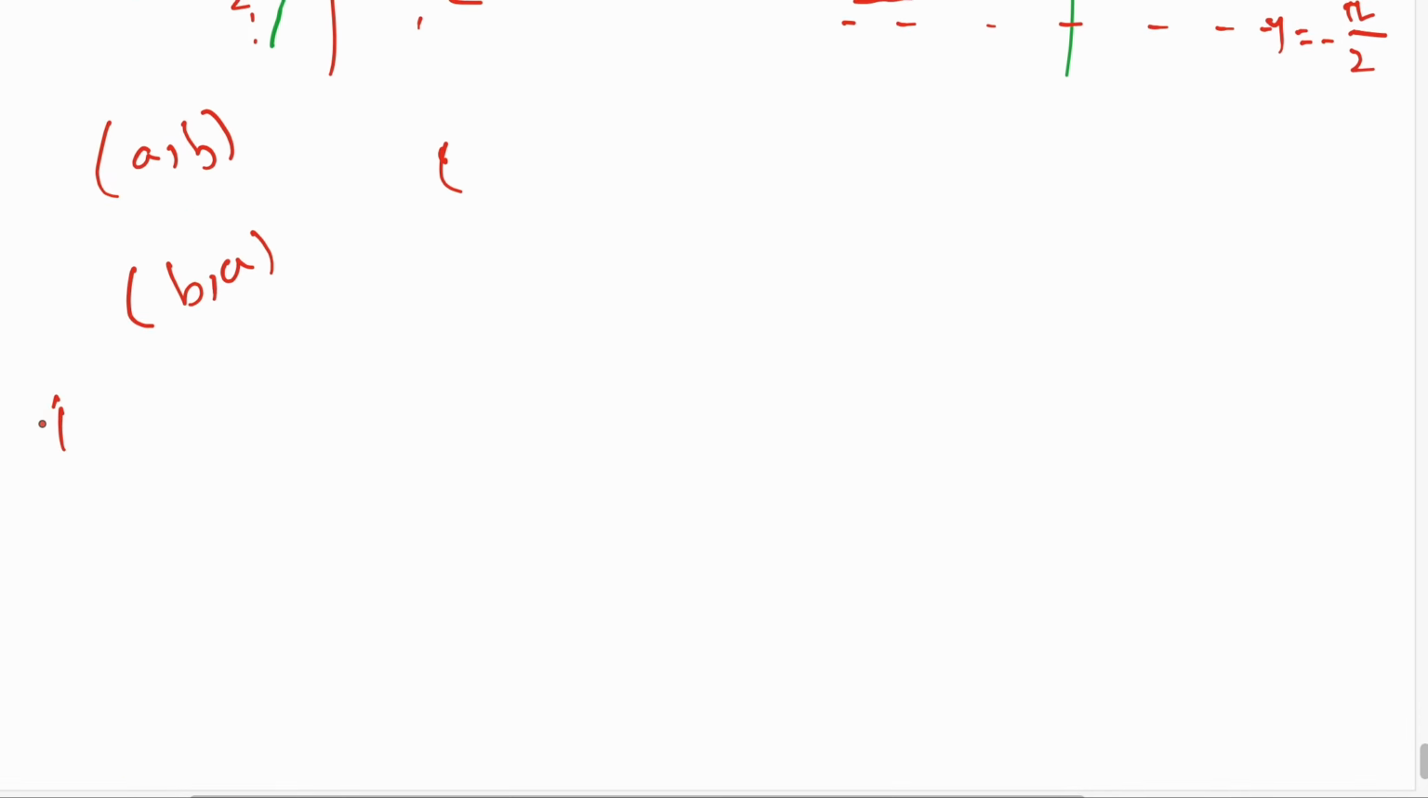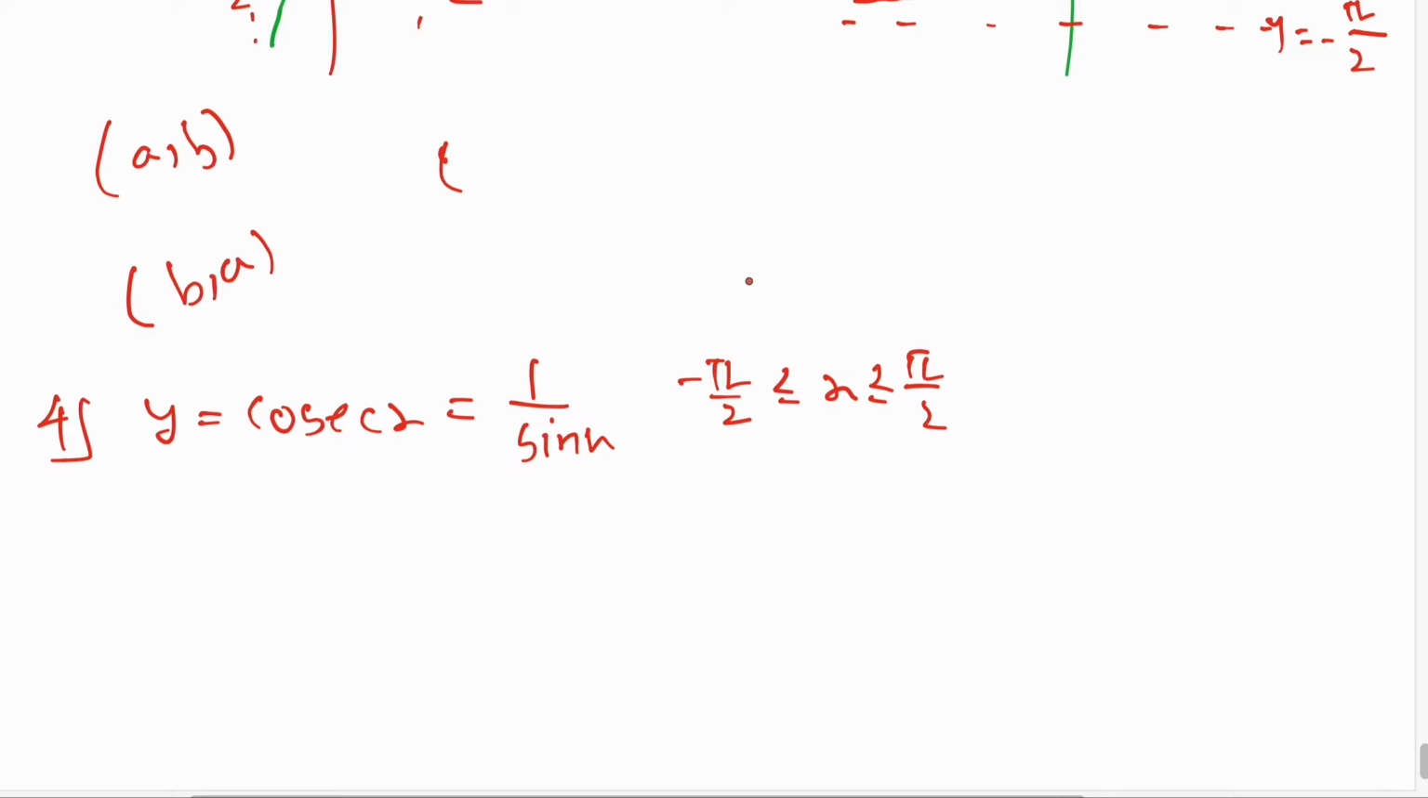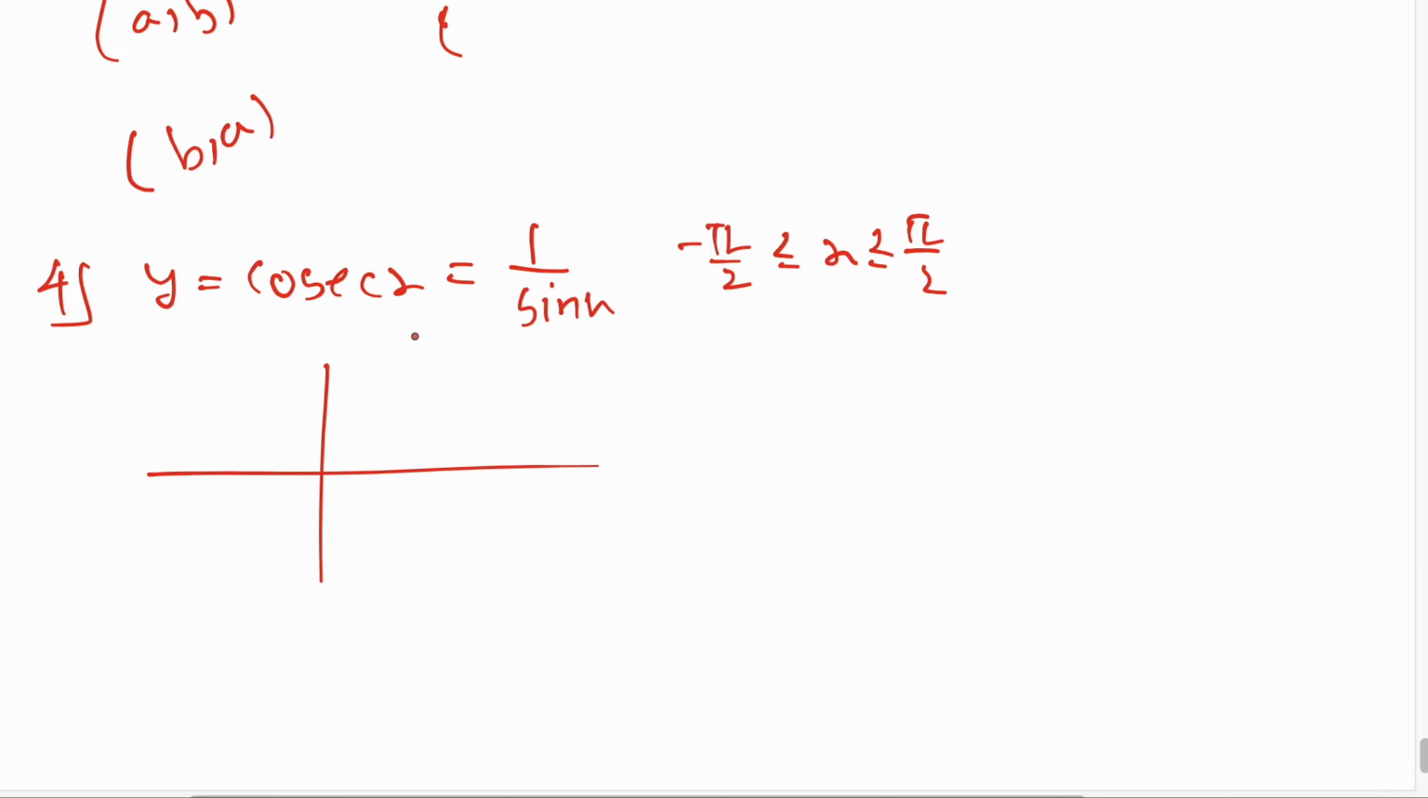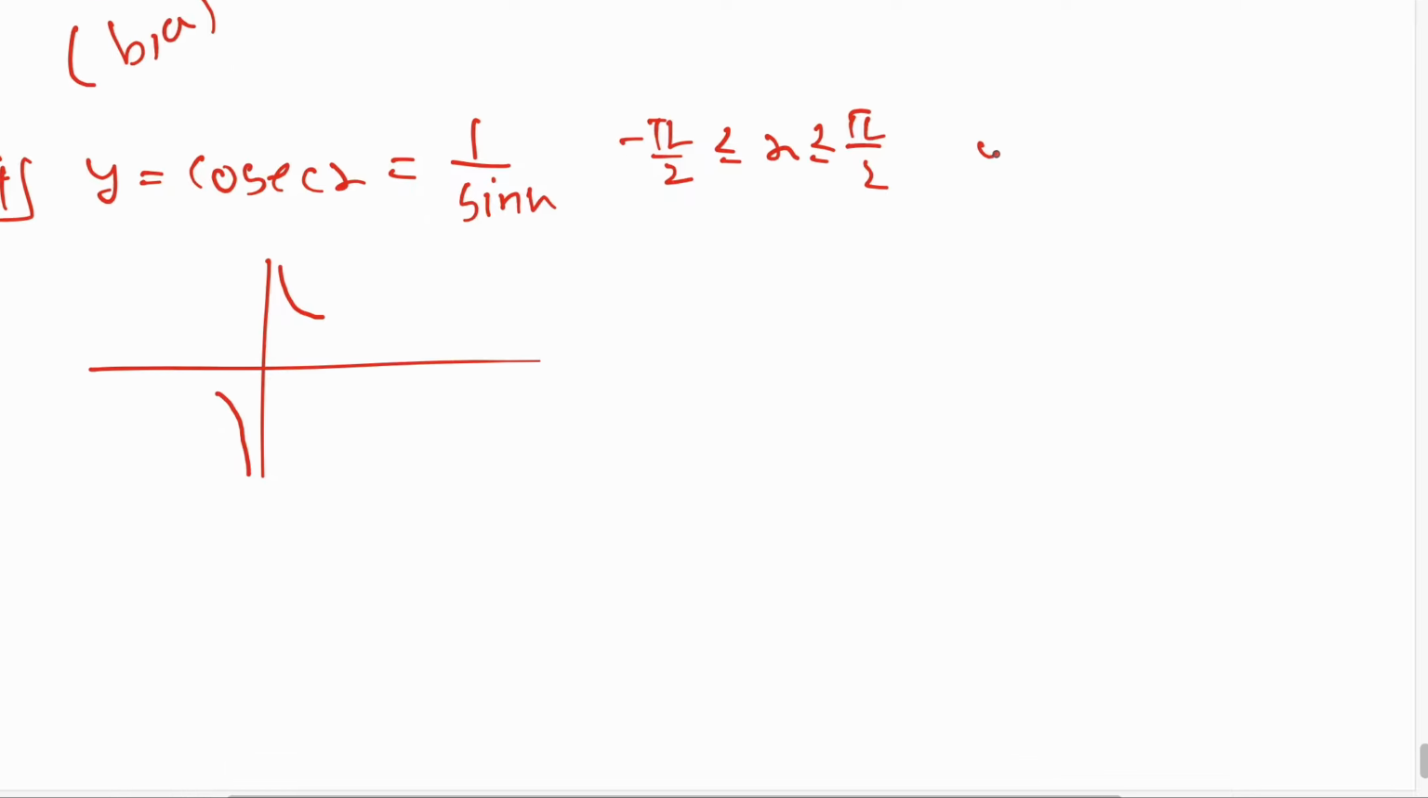then go for number 4, which is y equal to cosec x. That means 1 by sin x. The range would be minus pi by 2 to pi by 2. So let's draw it. This, and it will be this. So let's draw it. This point is pi by 2 and this point is minus pi by 2.